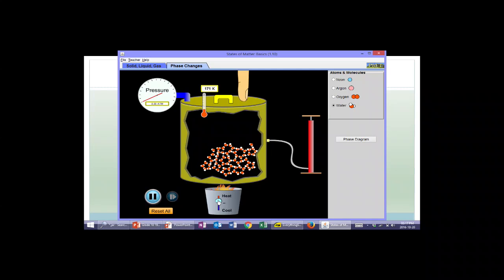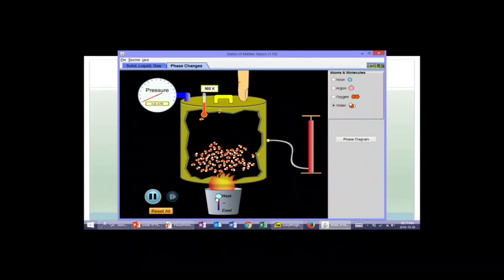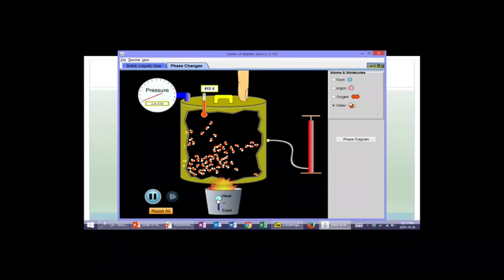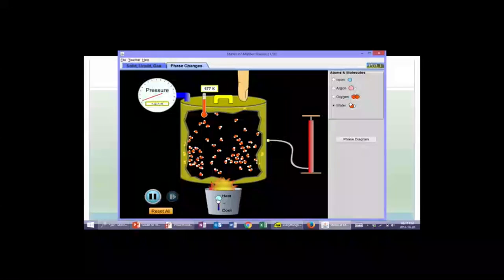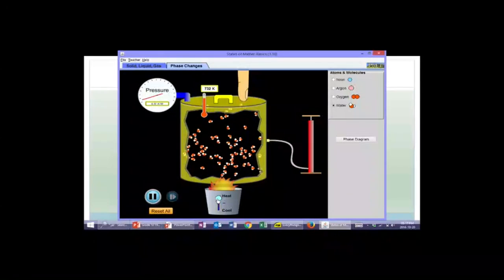As we heat it up, look what happens. You can see that they start getting more energy, and as they get more energy, they break that crystalline structure format, and they move around each other. If we heat it up some more, they will start getting huge amounts of kinetic energy and they will start moving away. But please note that they remain in their form of water. They're still water molecules.